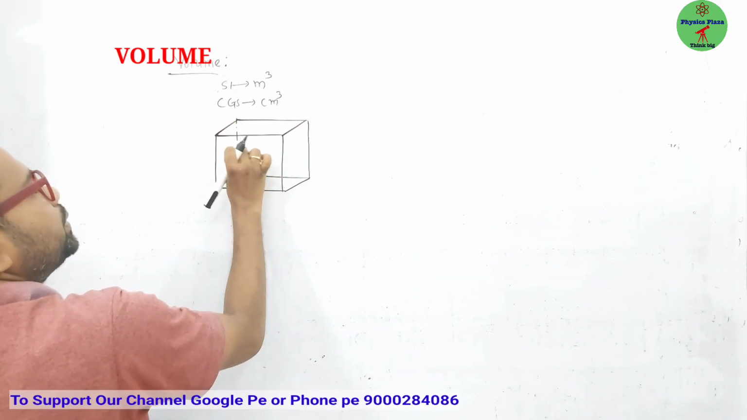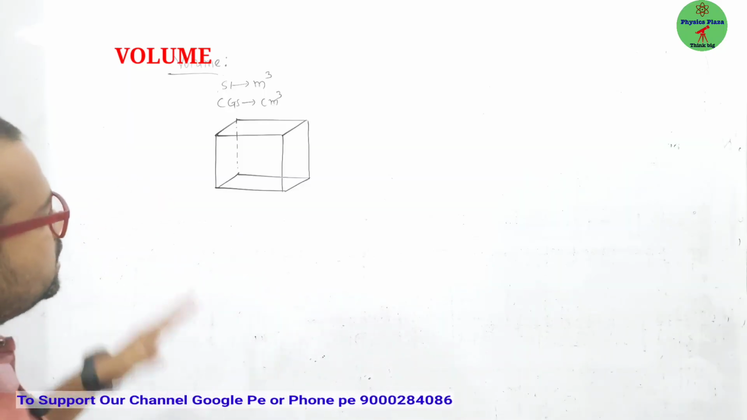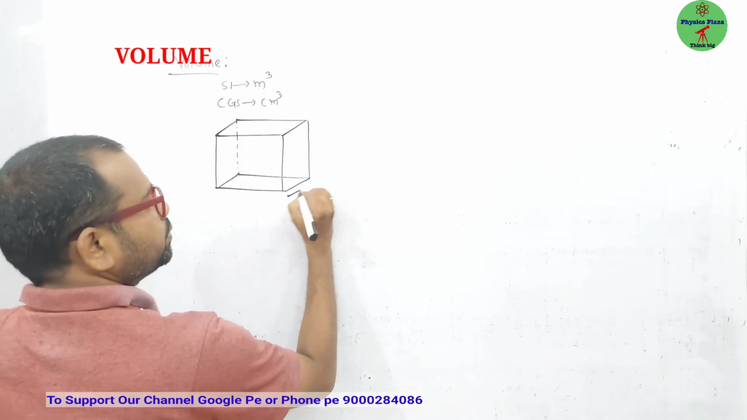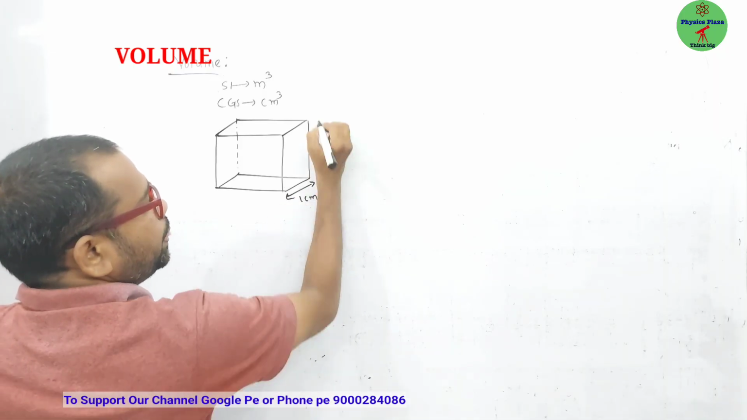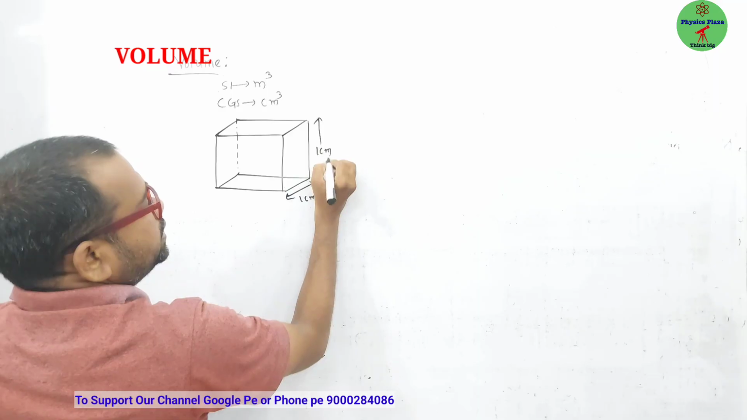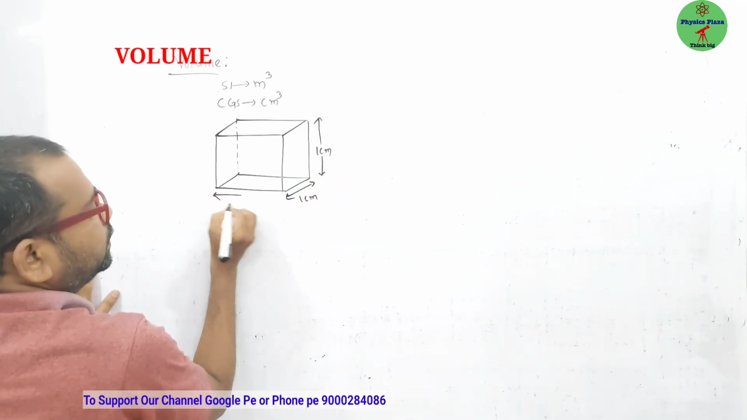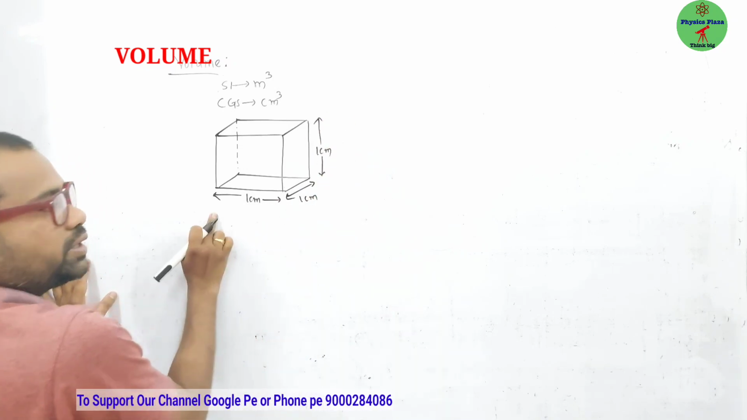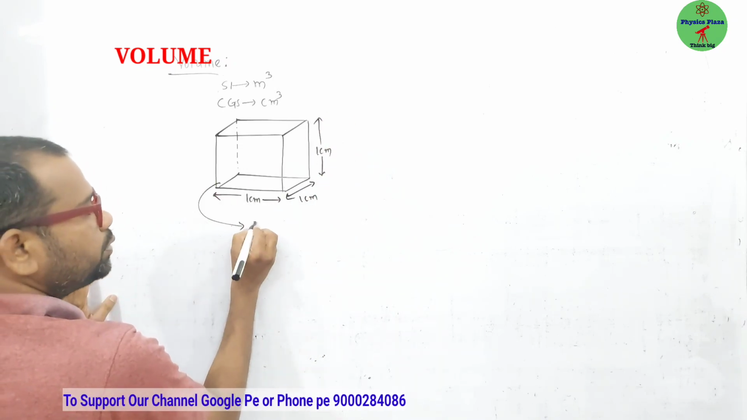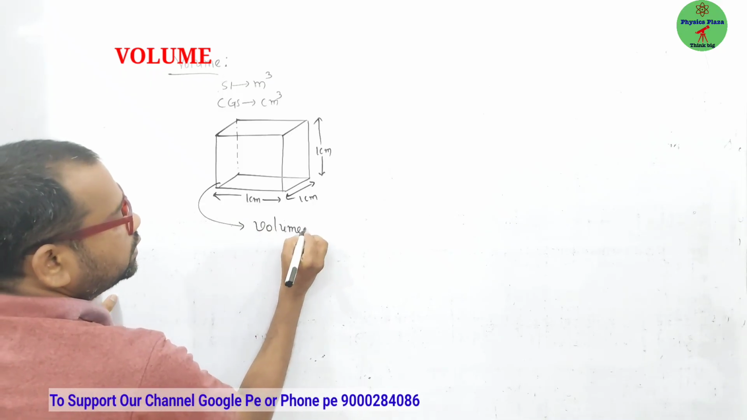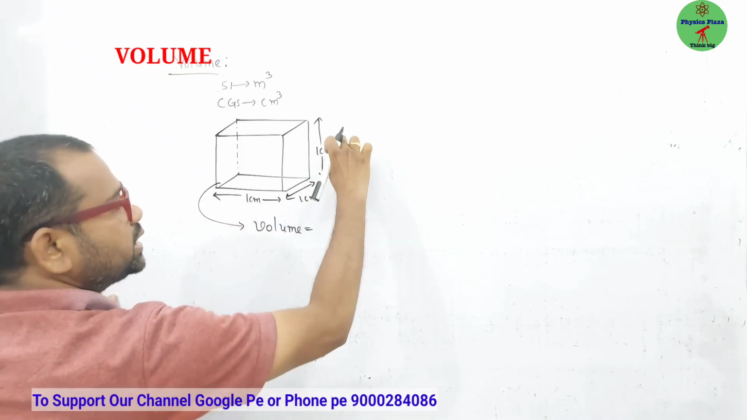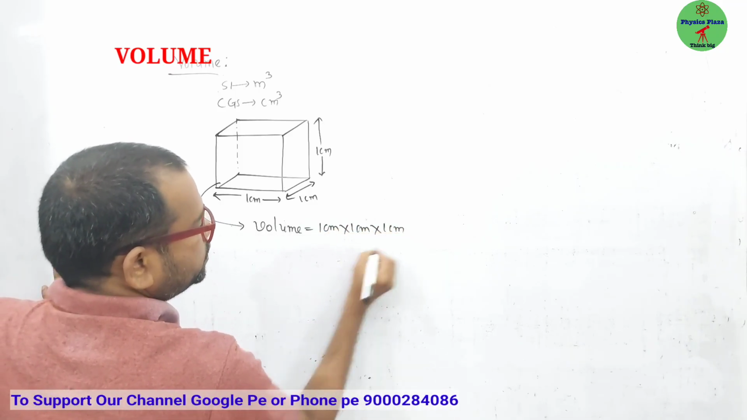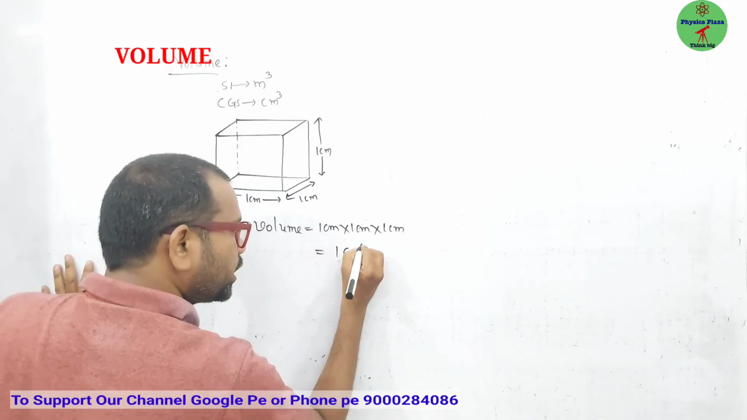Of course, I am trying my level best. Okay, so this is a three-dimensional concept. Children, now each side is, let us say, 1 centimeter. Length, breadth, height: 1 centimeter, 1 centimeter, 1 centimeter. Now for this, what is the volume? Volume of this one is 1 centimeter into 1 centimeter into 1 centimeter. So this can be written as 1 centimeter cube.